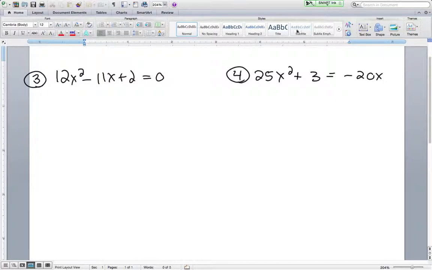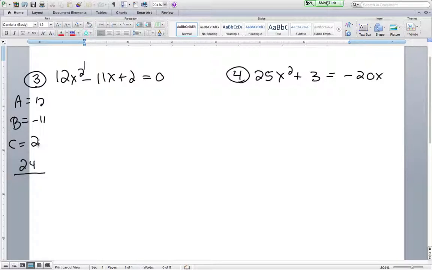Okay, here I am. I'm back. And I'm going to look for a GCF on number 3. I don't see one, so I'm going to go right to ABC. ABC. Easy as 12, negative 11, 2. All right, so A times C is going to be 24.